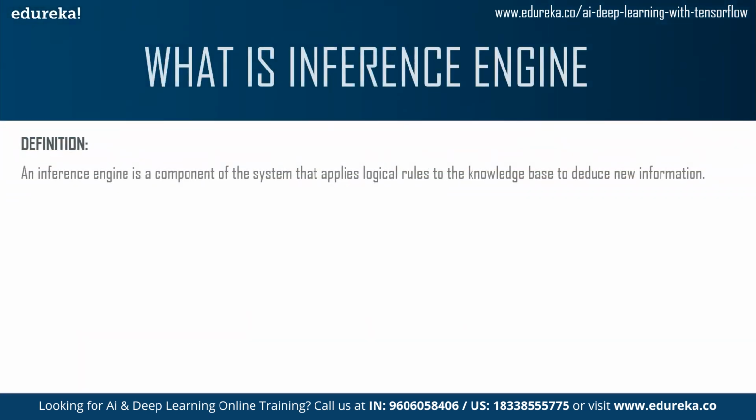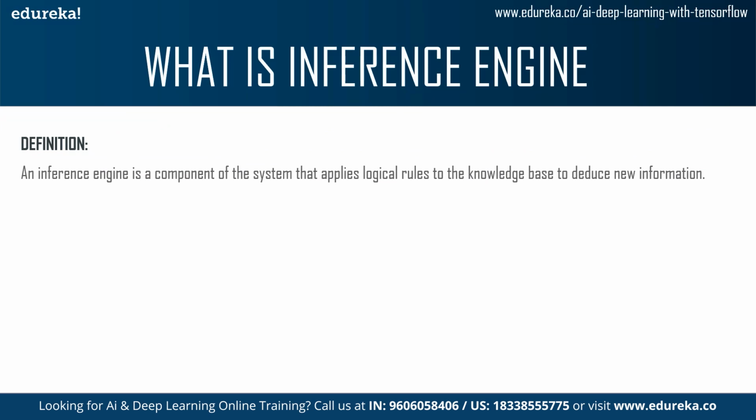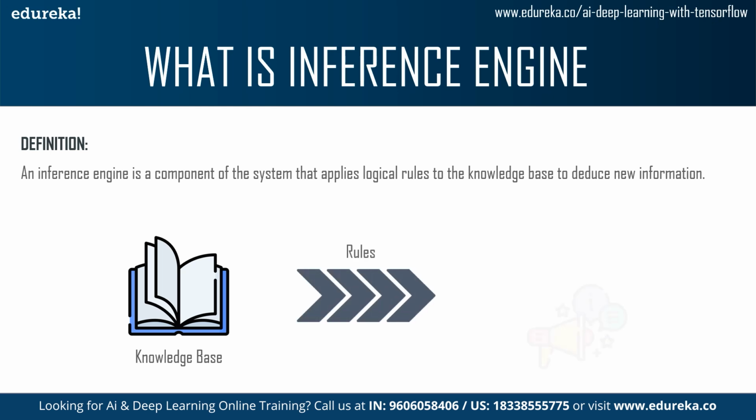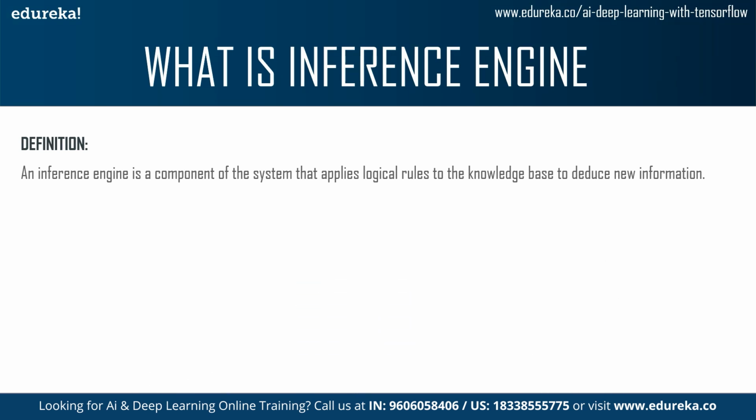By definition, an inference engine is a component of a system that applies logical rules to the knowledge base to deduce new information. This means that you have a collection of data, or what you call a knowledge base, and you find information that you want by applying rules to it. Now, there are mainly two types of inferences. As you can guess, it is forwards chaining and backwards chaining.